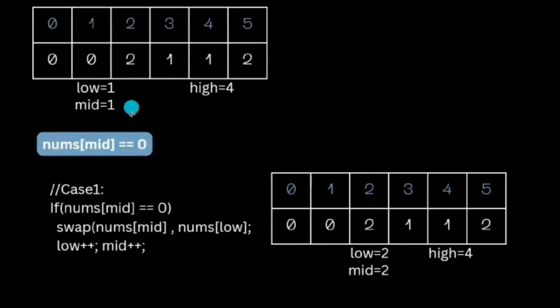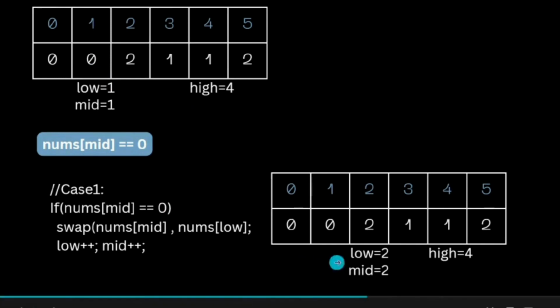So here again we will check the mid value. Here again it is 0, so again it is case 1. We just want to swap this value with the low value. Again this low and mid are at the same index, so there won't be any change here, and we will just increment low and mid by 1.